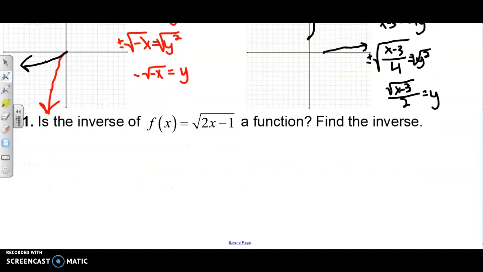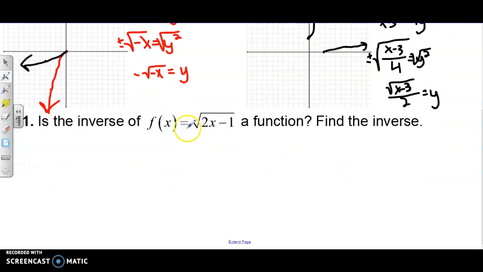Alright, and for down here, the inverse of f of x equals the square root of 2x minus 1, is that a function? Well, yes, it would be a function because, again, it's just going to be one of those types of graphs, so that would be a function. So what is the inverse?